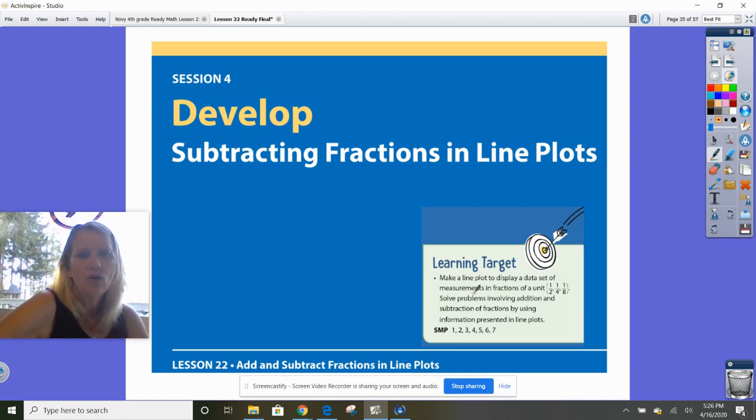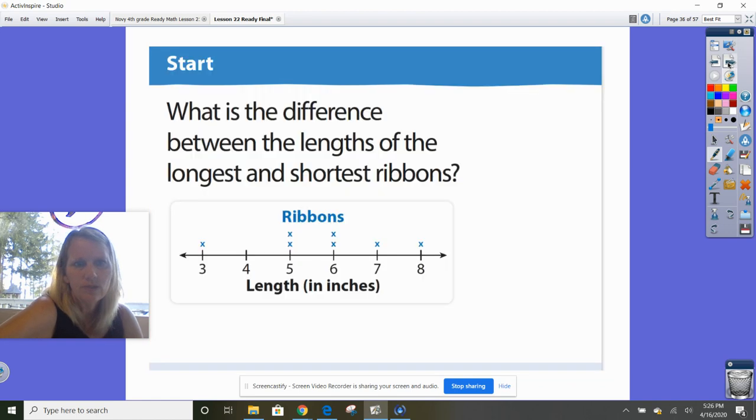Welcome, mathematicians. This is session 4 of lesson 22, subtracting fractions in line plots. All right, so some subtraction work. What is the difference between the lengths of the longest and the shortest ribbons? So this is not in your book. This is your warm-up problem you can do on your handy-dandy whiteboard or your paper or in your head. All right, push pause. And we'll see if we agree.